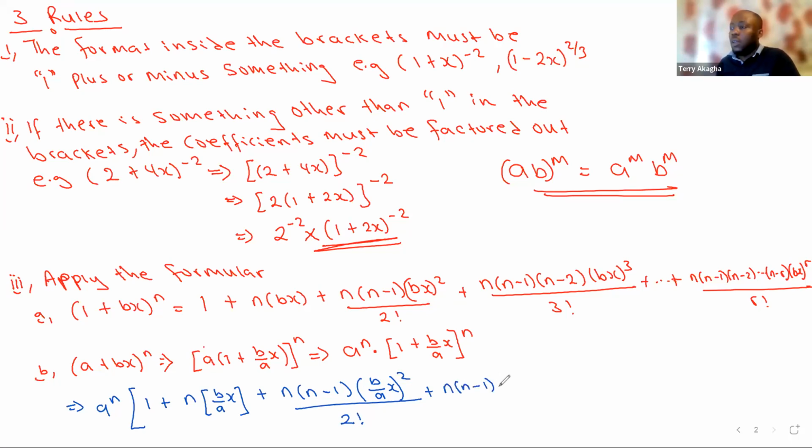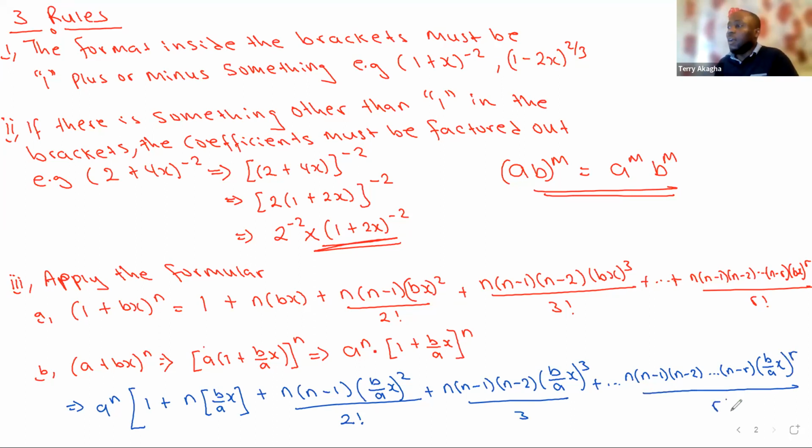plus the same thing, n minus 1, n minus 2. Instead of having bx, we're going to have b over ax raised to the power 3 divided by 3 factorial plus dot, dot, dot. Same thing, n minus 1, n minus 2, dot, dot, dot, n minus r. So instead of having bx, we're going to have b over ax, right? Raised to the power what? R divided by what? R factorial.